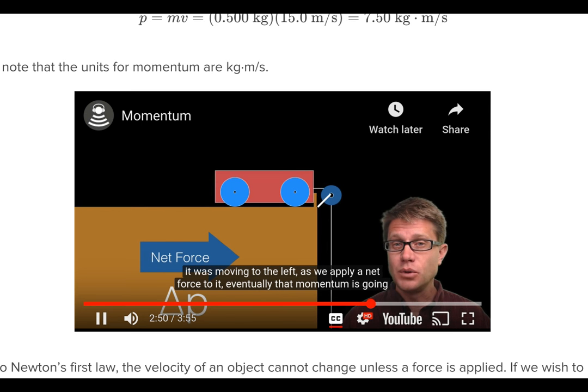And so even though it was moving to the left, as we apply a net force to it, eventually that momentum is going to move in the direction of the net force. Now, these are pretty easy problems because we're just looking at one dimension.